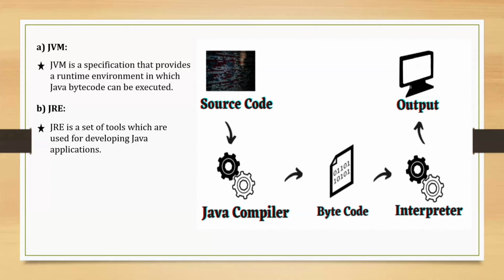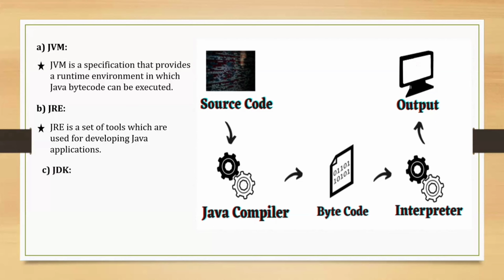Basically, the JDK and JRE interact with one another to create a runtime environment that enables the execution of Java-based applications. The JRE architecture contains three main components. They are class loader, bytecode verifier, and interpreter.